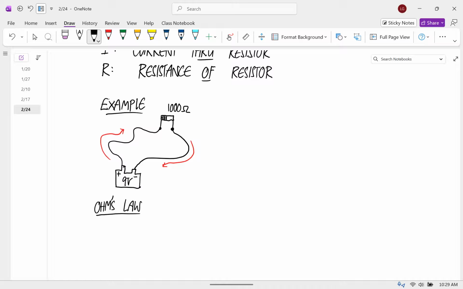Since each side of that resistor is directly connected to a terminal of that battery, and there are no other devices in between, you can think of it as there's an electric potential of +9 over here and 0 over here. And so the voltage is 9 across the resistor.